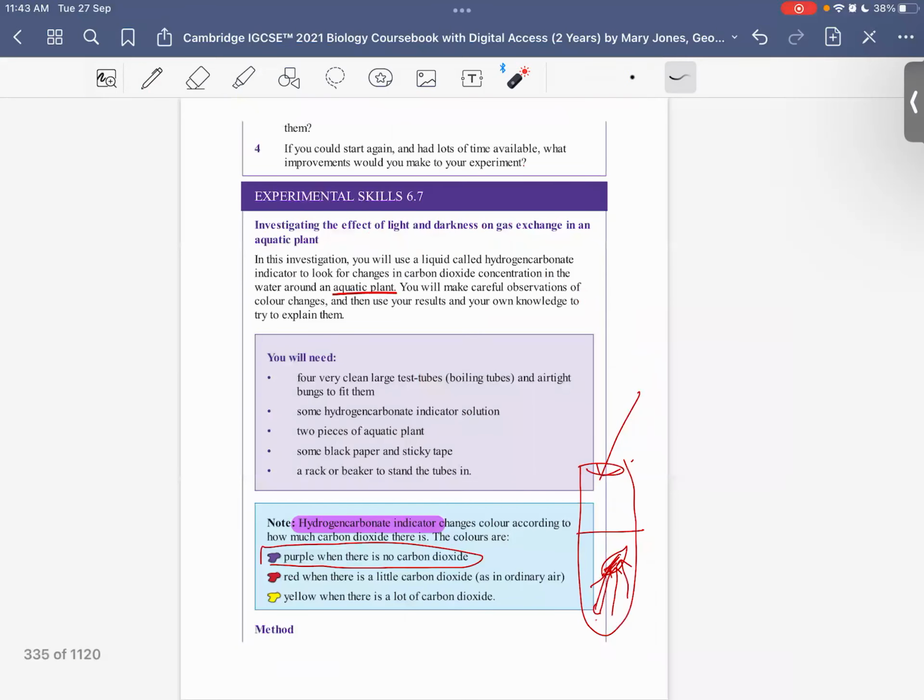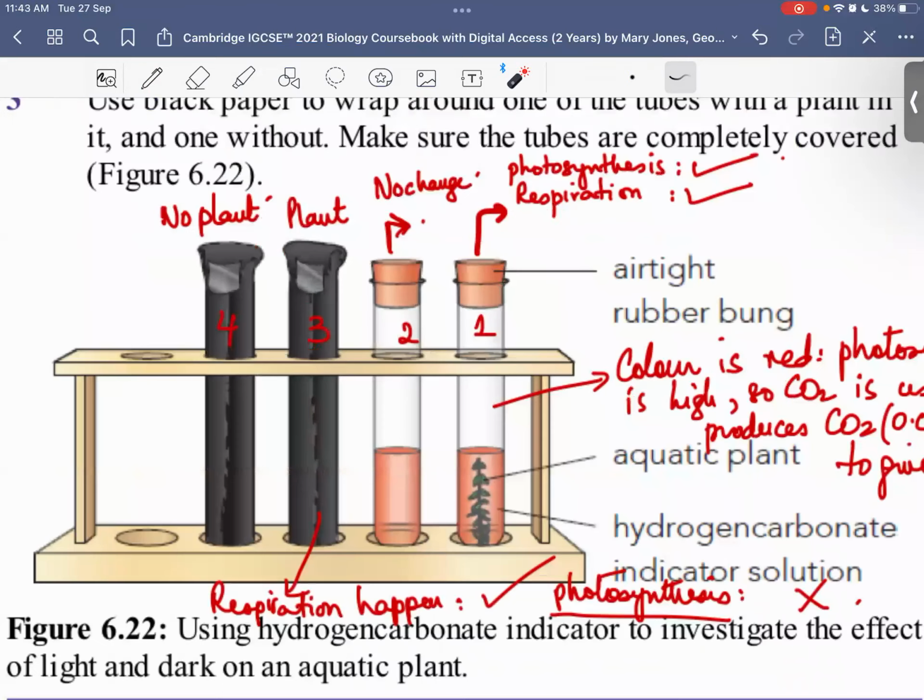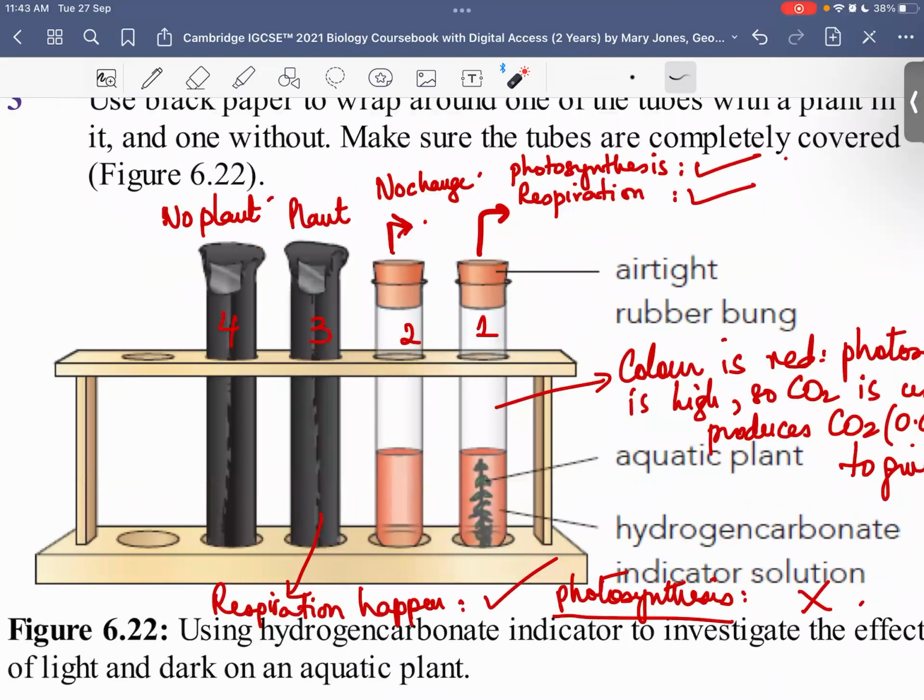So this test tube, which is test tube number 3, has a plant which is covered by black paper. It can't absorb light, so it doesn't photosynthesize. Only respiration is happening. So this test tube will be yellow in color. Increased CO2. And test tube number 4, color? There's nothing, right? So there will be no carbon dioxide present inside. Purple, right, miss? Yeah, so it'll be purple.